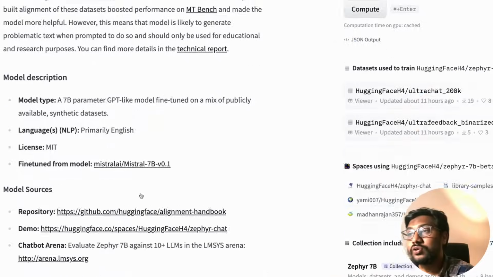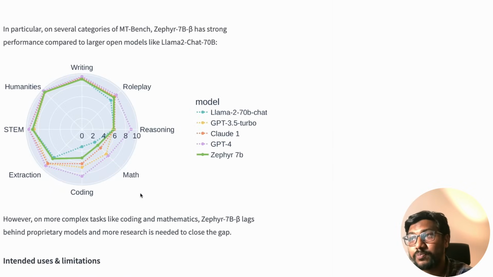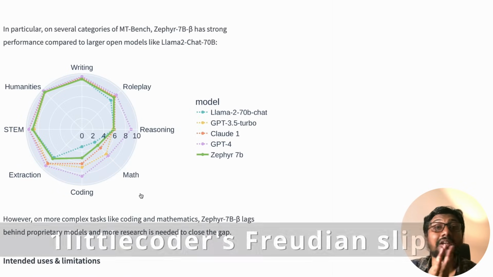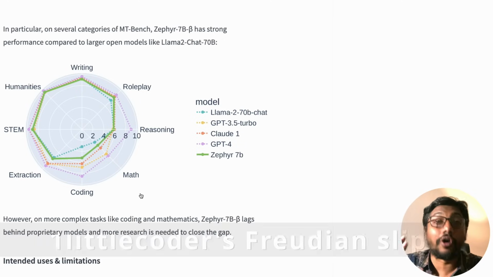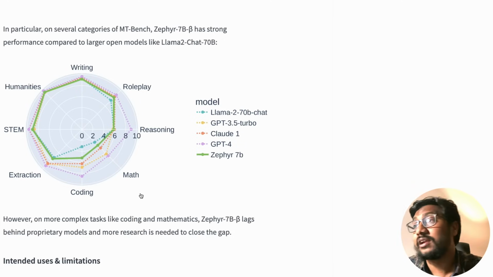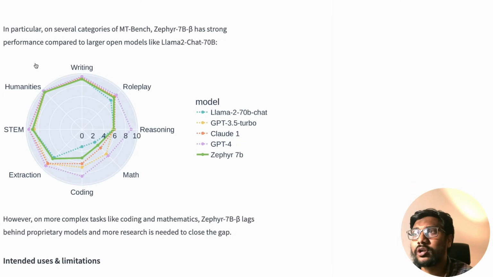What is new is that if you see the way this model is performing on certain tasks, it in fact beats ChatGPT, or is on par with ChatGPT with the current data setup. Here is the Zephyr 7 billion parameter model in green, and you've got the Llama 2 70 billion parameter chat model, the GPT 3.5 turbo model, Claude 1, and GPT-4. So this is literally stacking up against the giants.